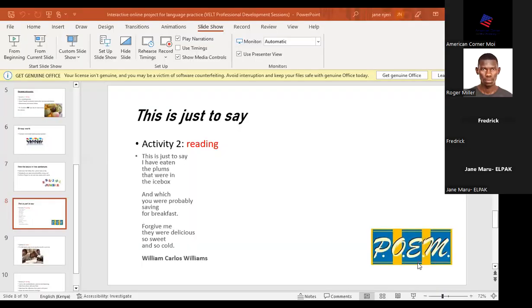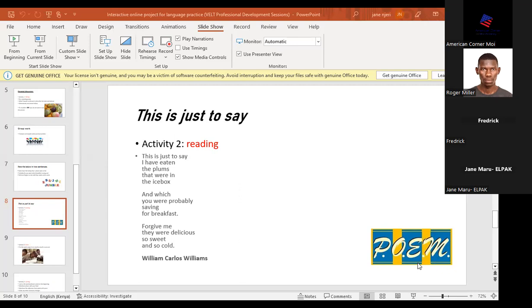This could be a note that has been written to somebody. They're probably living together and one person has eaten somebody's plums. But actually, this is a poem. Let me share my screen. And it says, this is just to say.